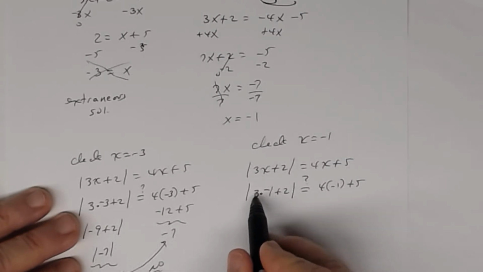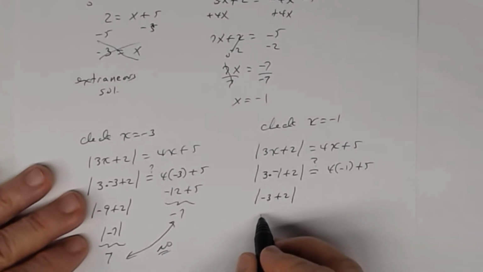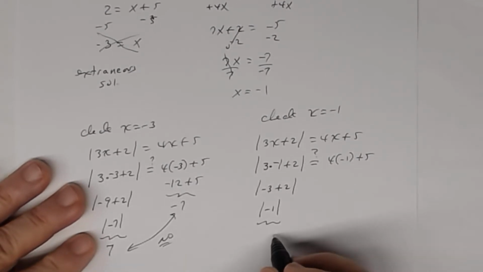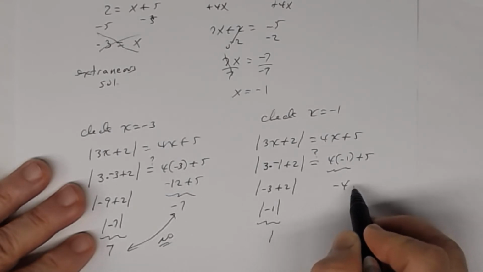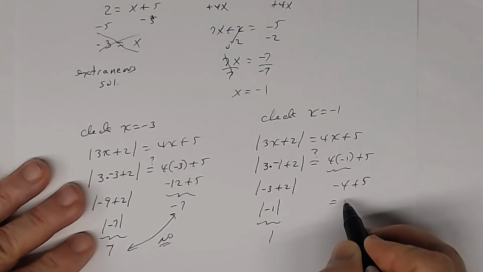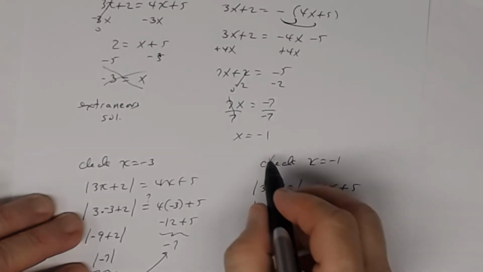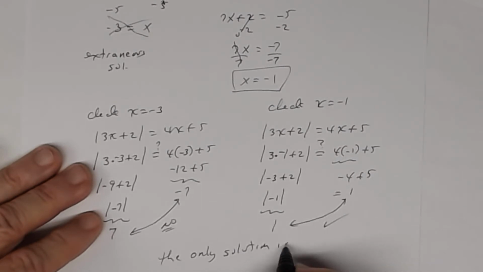3 times -1 is a -3, right? And then -3 plus 2, but remember, we're thinking absolute value, and so -3 plus 2 is a -1. And we know that the absolute value of -1 is a +1. Over here, I have 4 times -1 is a -4, and -4 plus 5 is equal to a +1, and notice those are equal. And so x equal -1 is the only solution. That's the only solution.